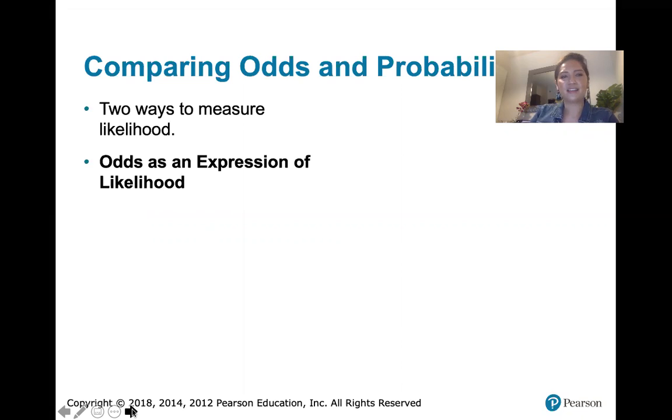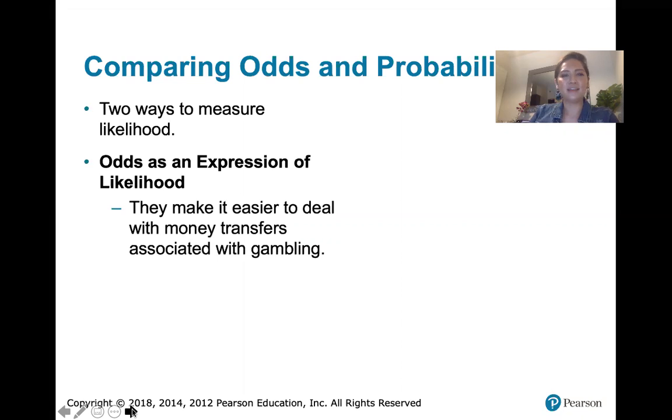The reason that sometimes odds are used as an expression of likelihood is that they make it easier to deal with the money transfers that are associated with gambling. So we're going to talk about the odds against something happening, the odds in favor of something happening, and we're also going to talk about payoff odds.